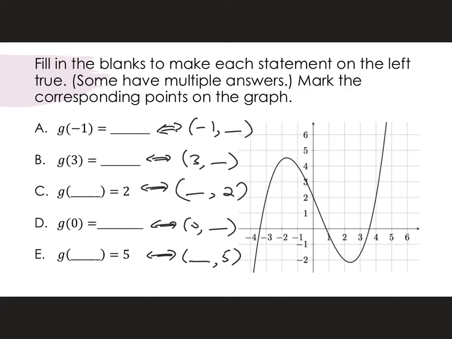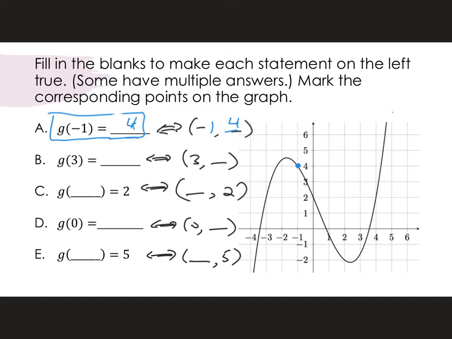So for problem A, it says that the first coordinate should be -1, and so there's only one point on my curve that I could be talking about. If the first coordinate is -1, the second coordinate is 4, and so therefore I would write that g of -1 is equal, not negative, good grief. So -1 comma 4 is on my graph, so g of -1 equals 4.